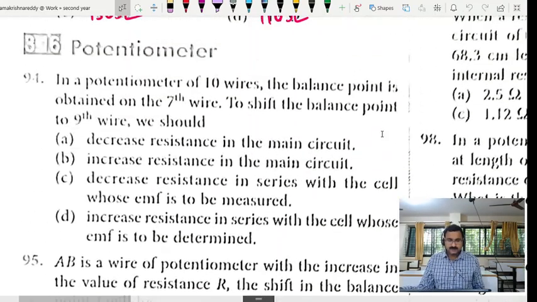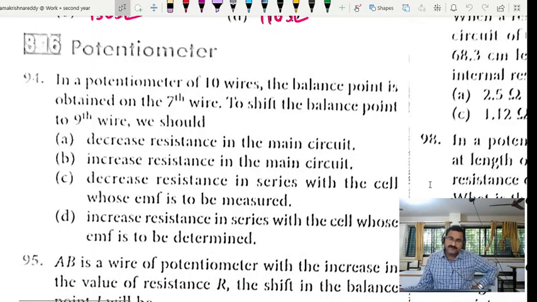See the problems. In a potentiometer of 10 wires, the balancing point is obtained on the 7th wire. To shift the balancing point to the 9th wire, we should do what? Nothing but we have to increase the balancing length. Then what do we have to do? That is what they are asking in the problem.